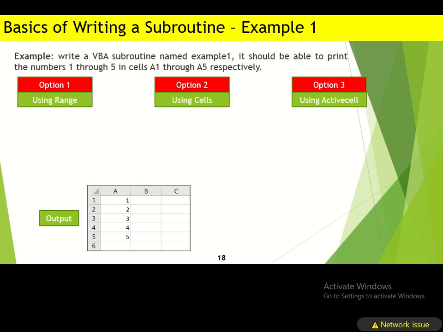Okay. Write a VBA subroutine named example 1. It should print the numbers 1 through 5 in cells A1 through A5 respectively. I want a subroutine which can do this. Just putting the numbers, no calculations. And we'll try to use the options which we have discussed, right?